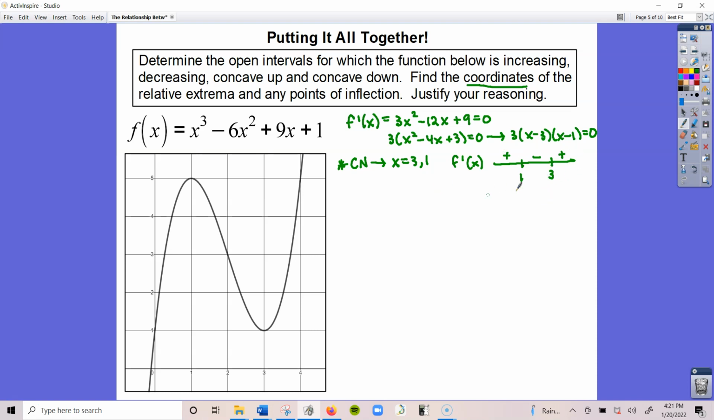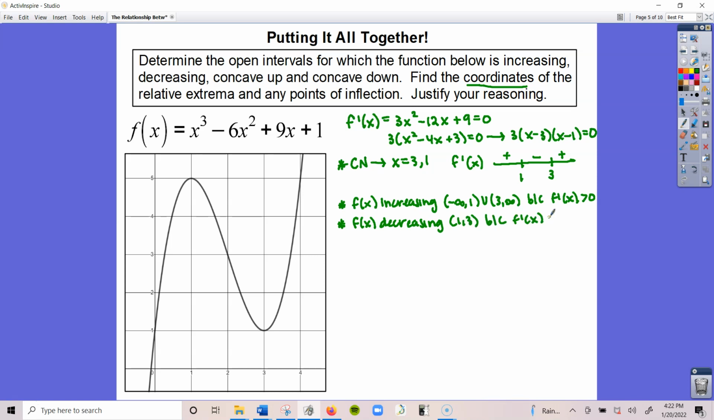So let's write out what we know so far. We have that f of x is increasing on the interval negative infinity to 1 and 3 to infinity, because f prime of x is greater than 0. Then we have that f of x is decreasing on the interval 1 to 3, because f prime of x is less than 0.